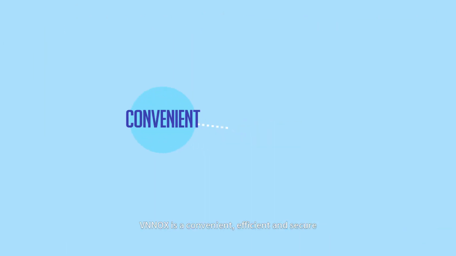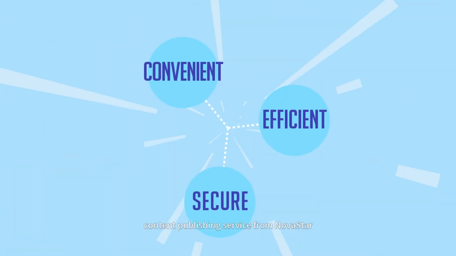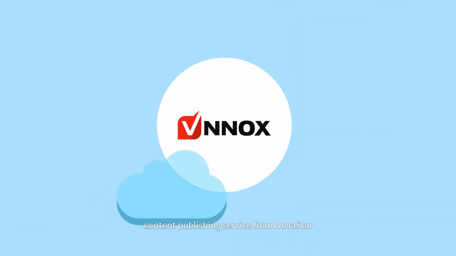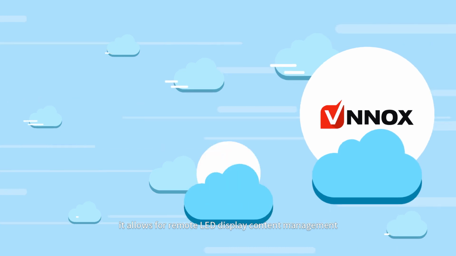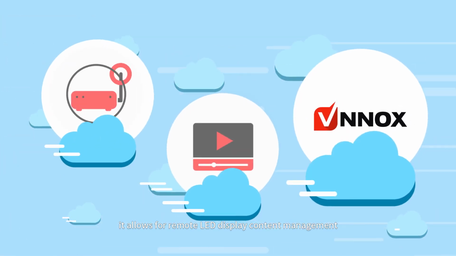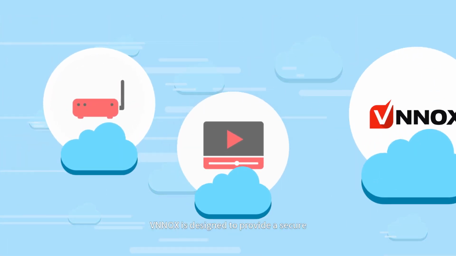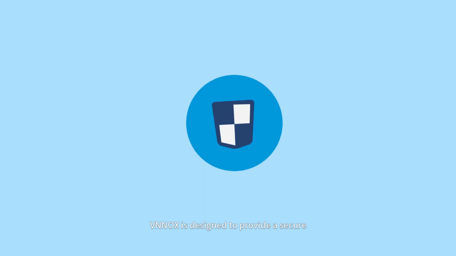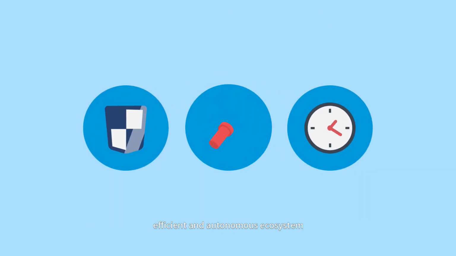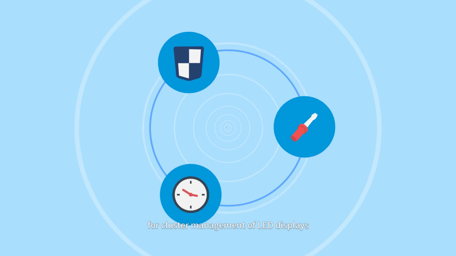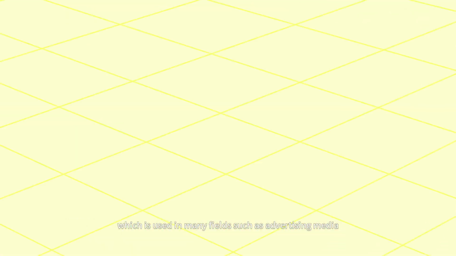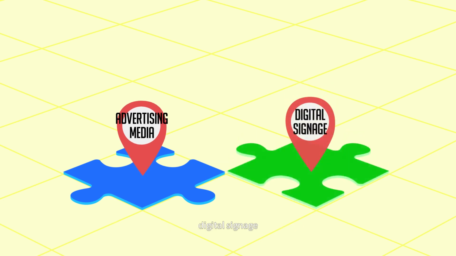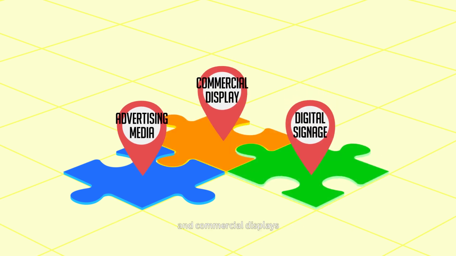VNNOX is a convenient, efficient, and secure content publishing service from NovaStar. Based on NovaStar's leading cloud technology, it allows for remote LED display content management and terminal control. VNNOX is designed to provide a secure, efficient, and autonomous ecosystem for cluster management of LED displays, which is used in many fields such as advertising media, digital signage, and commercial displays.